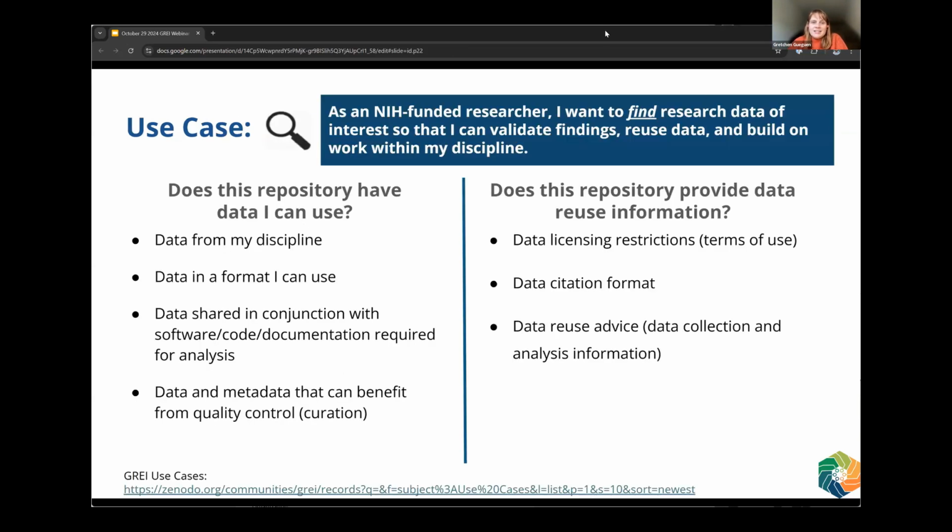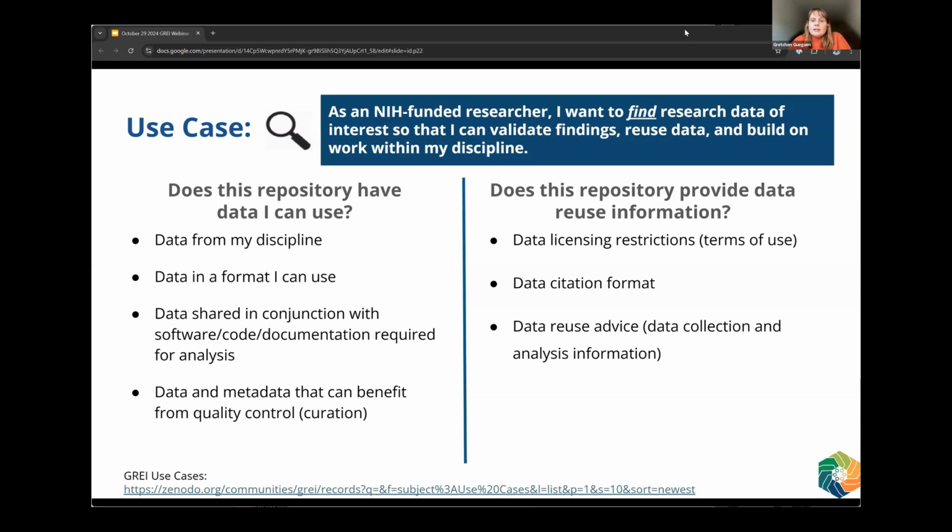So if we go to the next slide, all of these use cases actually come from a document that the GREI group created, a catalog of use cases. And so in this use case, we're imagining an NIH-funded researcher who wants to find research data to validate findings, to reuse it, and to build on work within their discipline.